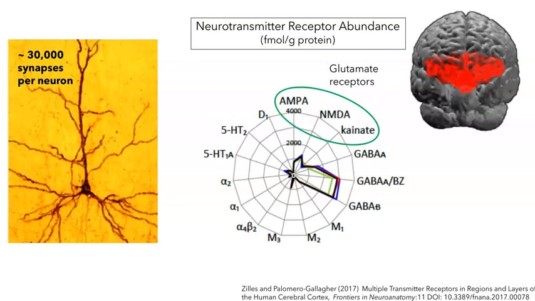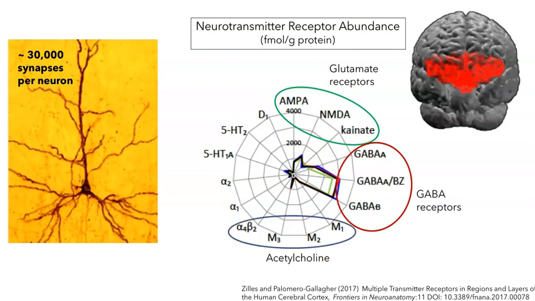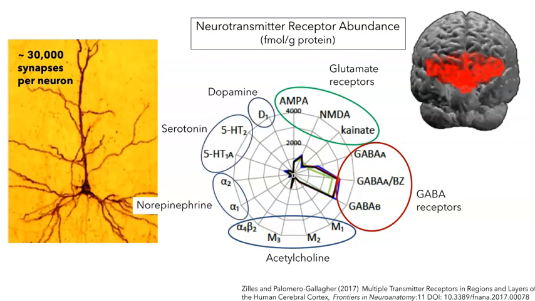What we can see is that there are a lot of glutamate receptors, again, several different varieties. There are also a lot of GABA receptors, including both the ionotropic and the metabotropic forms. But in addition to that, there's receptors for acetylcholine, both ionotropic, the nicotinic kind, as well as muscarinic versions, which are metabotropic. There are receptors for norepinephrine, for serotonin, and for dopamine.